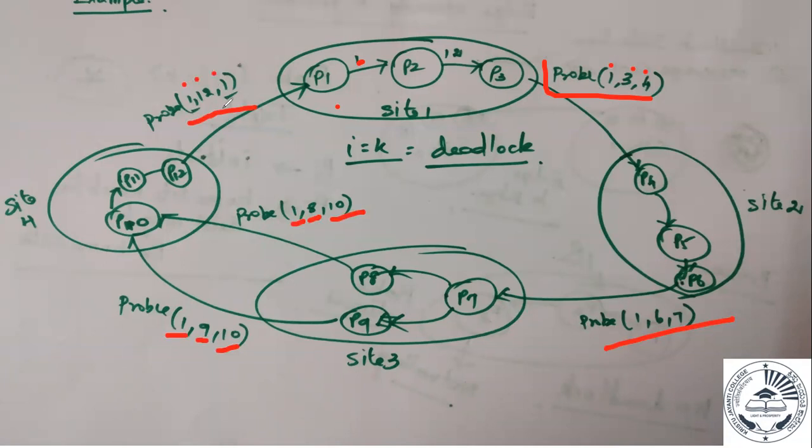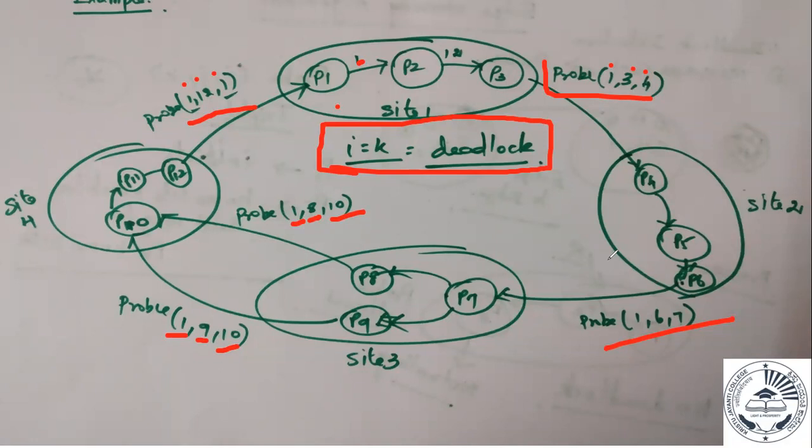And now how do they identify whether there is a deadlock? You see here I is equal to K. If the I and K values are equal, then they define that there is a cyclic wait and that will lead to the deadlock. Is it clear to you? Okay. So this is how the edge chasing algorithm is going to work.